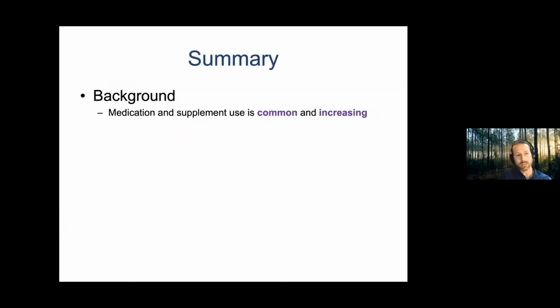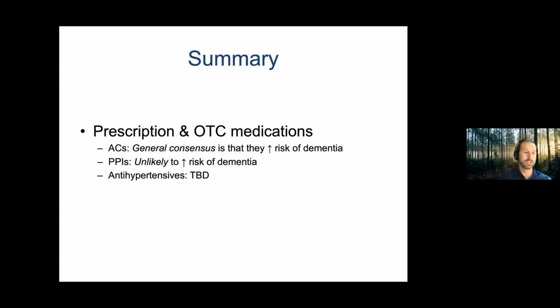So to summarize, medication and supplement use is common and increasing, so we have our work cut out for us. For anticholinergics, the general consensus is that they increase the risk of dementia, so there's a lot of exciting and ongoing work in this space, specifically with trials to deprescribe anticholinergics. For PPIs, it's unlikely that they increase the risk of dementia, but there's plenty of other reasons to deprescribe PPIs, so we should keep our eye on that prize.